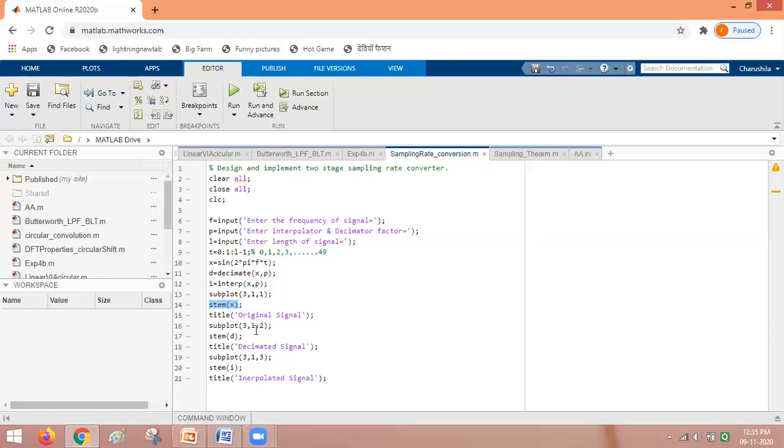Then out of these 3 windows, I am going to use the second section to plot the function d. What is in the d parameter available? d is nothing but the decimated signal. So the decimated signal is plotted in the second subsection of the figure window, and accordingly the title is given as decimated signal. In the third subsection, the function i is plotted. i is nothing but the interpolated version of the original signal x, and accordingly the title is given as interpolated signal.